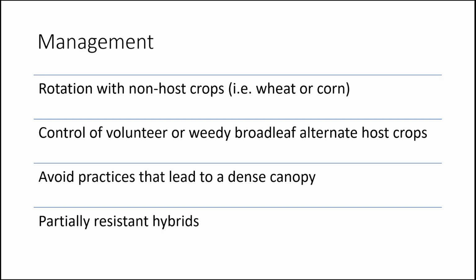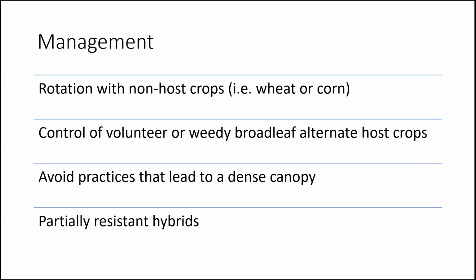Control of volunteer or weedy broadleaf alternate host crops. So again, just keeping in mind that if you know this is a problem in your field, making sure that you're selecting crops that the disease cannot reproduce on. Avoid practices that lead to a dense canopy. If you've heard of this disease before in soybeans, we talk about trying to keep as much air in the canopy, and it's similar to sunflowers, just try to keep water from standing on the plant.